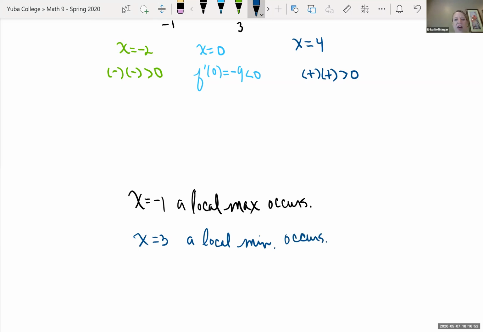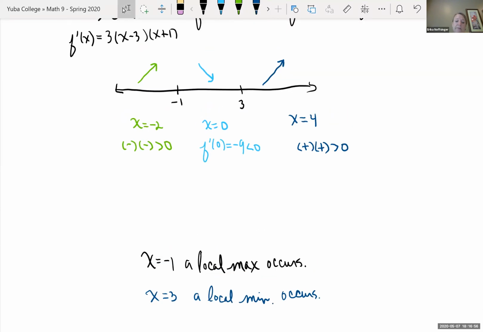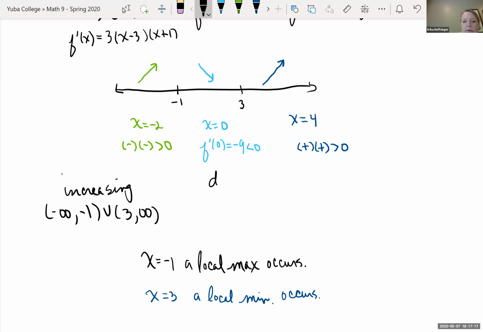Okay, so those are not the local max and local min values. That's your y value when you plug it back into your function. And so now let's look at the intervals where it's increasing. It's increasing from -infinity to -1, union from 3 to infinity. It's decreasing between -1 and 3.